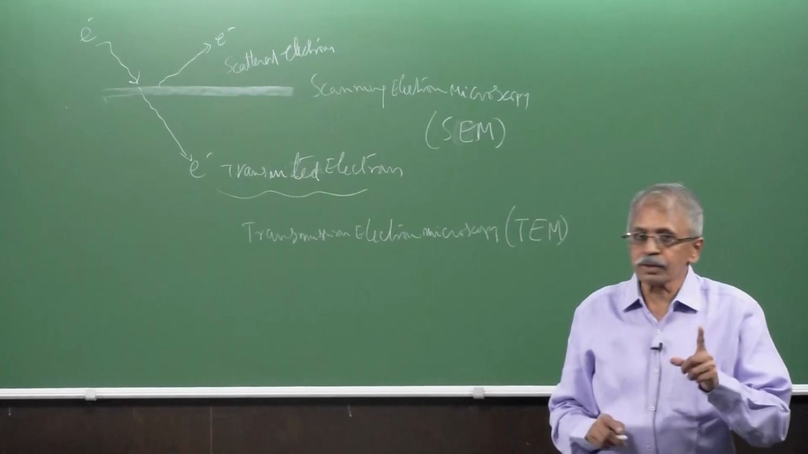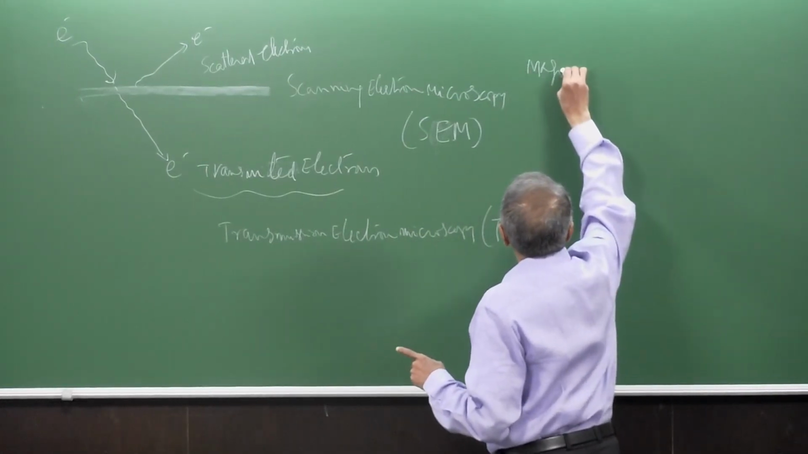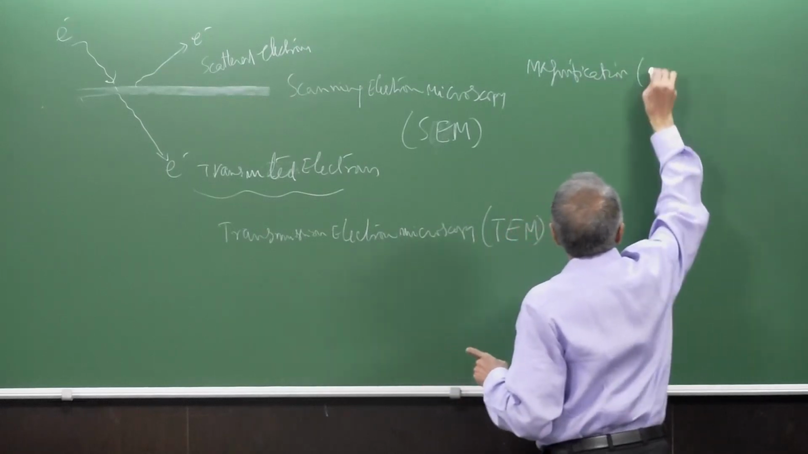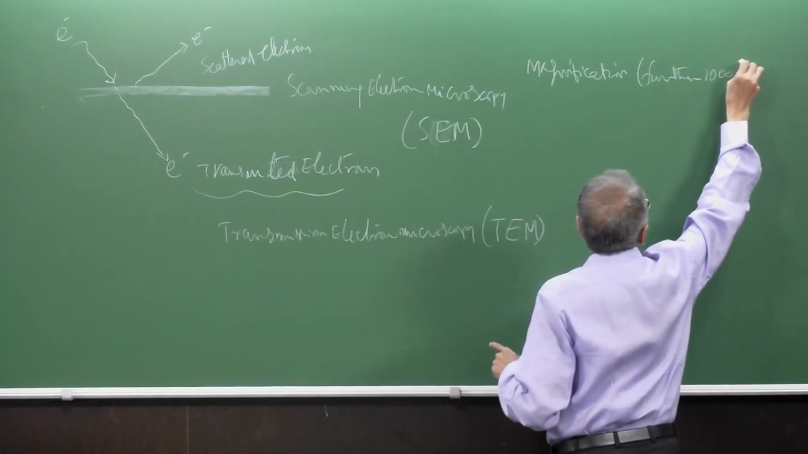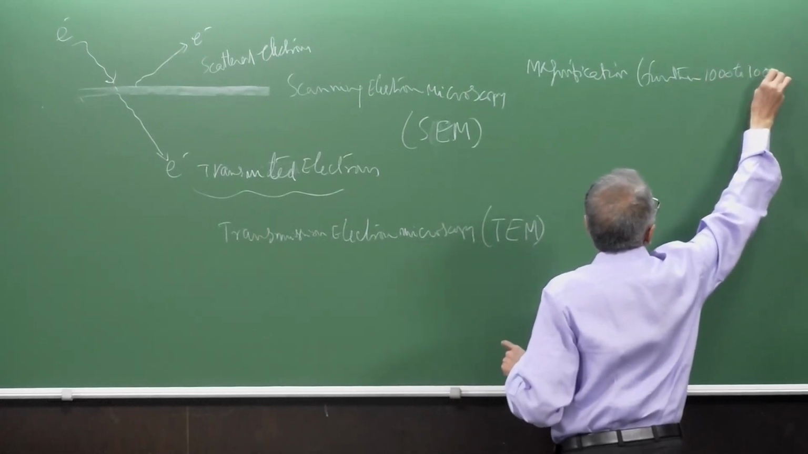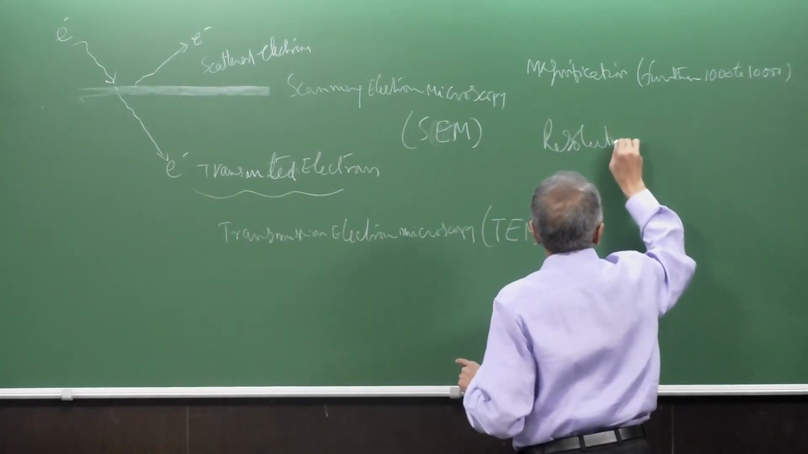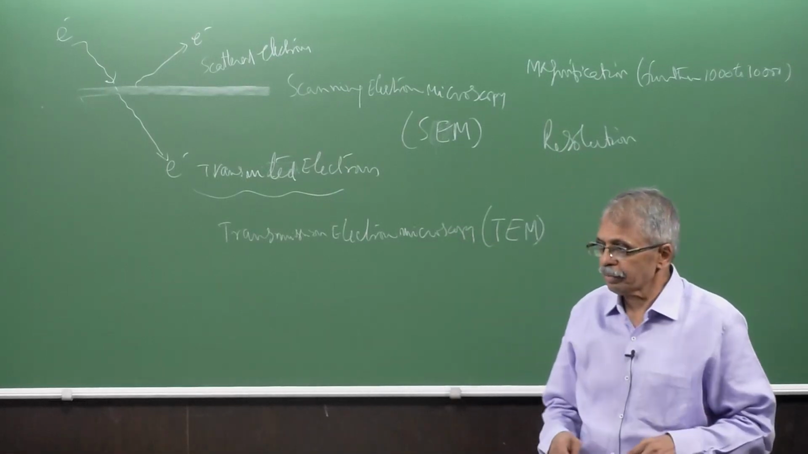Now using this electron, you can get a further magnification of 1000 to 10,000, and resolution is also important. As I said, if you don't resolve and only magnify, it becomes a blur.